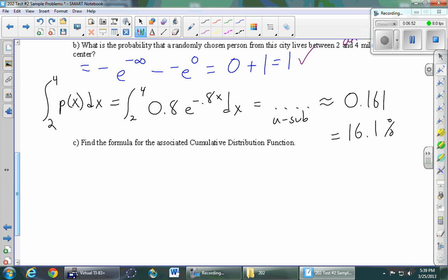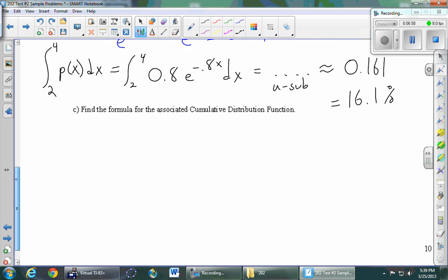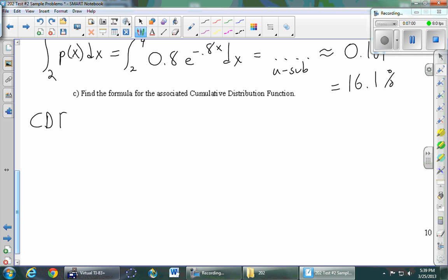And then part C, find the formula for the associated cumulative distribution function. So here, what we're interested in is the CDF. And we know the CDF is the integral of the PDF. But now going from minus infinity up until some kind of generic variable up there. I'll call it t.